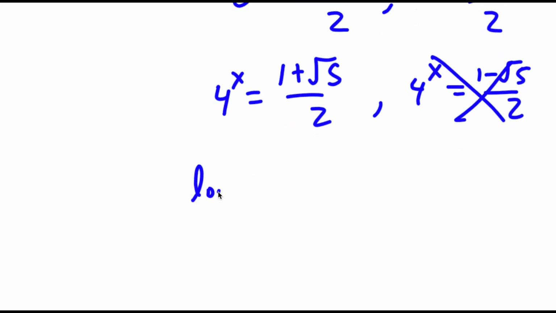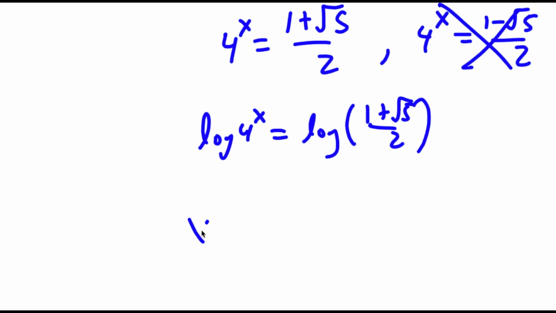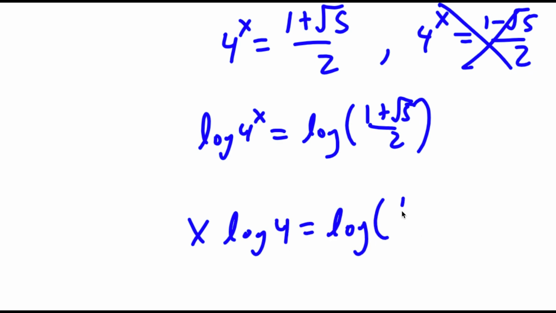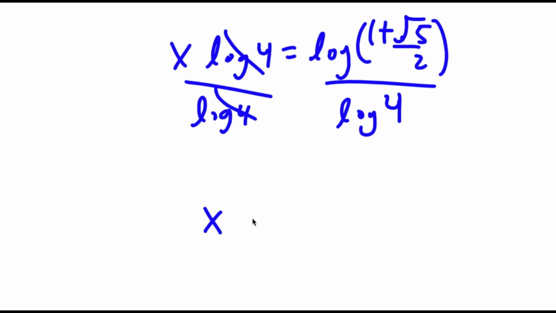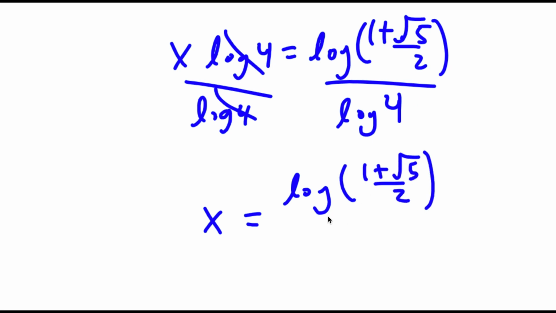And to solve this, I'm going to take the log on both sides. So now I have x times log 4 is equal to log of 1 plus the square root of 5 over 2. Now if I divide both sides by log 4, these two cancel out, and I get x is equal to log of 1 plus the square root of 5 over 2, over log 4.